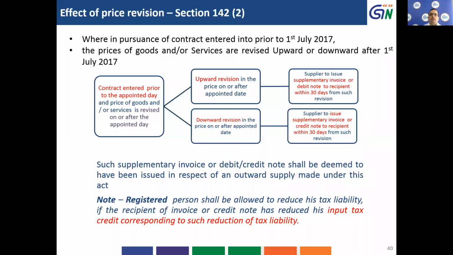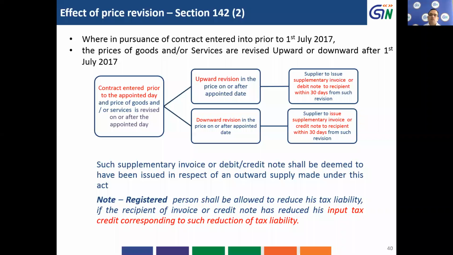Supposing there is a price revision, section 142(2). What happens then? There was a contract entered into prior to the appointed date for supply of goods or services, and the price is revised later, after the appointed date. If there is an upward revision in the price on or after the appointed date, then the supplier can issue a supplementary invoice or debit note to the recipient within 30 days from such revision. If there is a downward revision in the price, then the supplier can issue a supplementary invoice or credit note to the recipient within 30 days from such revision.